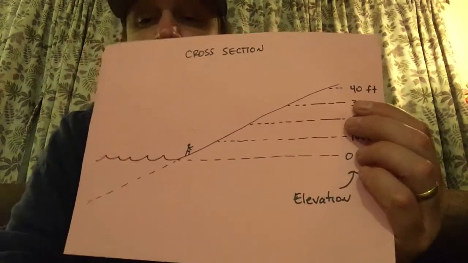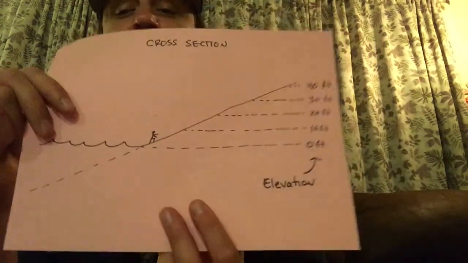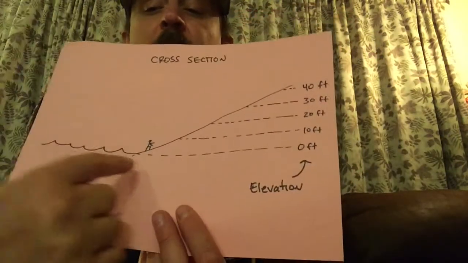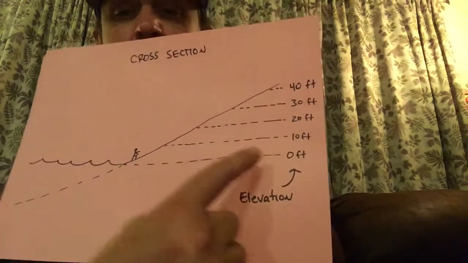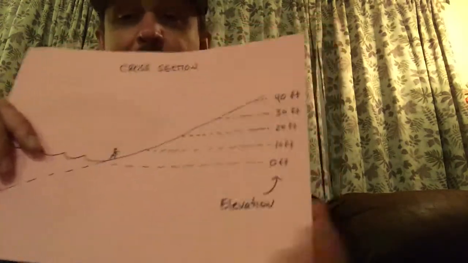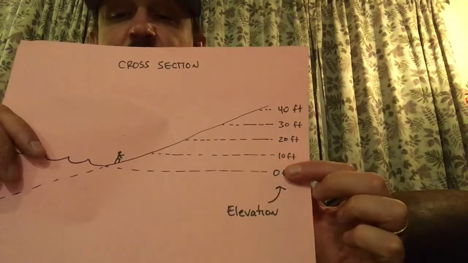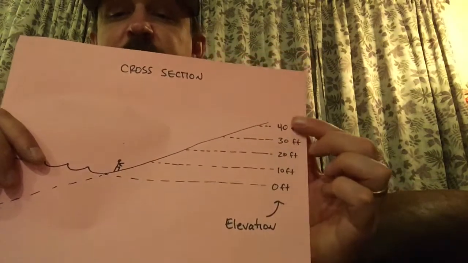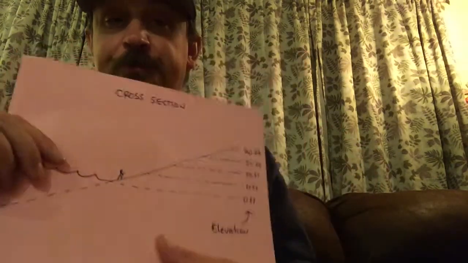So on our very first diagram here, where we started at the ocean and we started walking up the hill, our contour interval is 10 feet, because there's 10 feet between each of these lines.